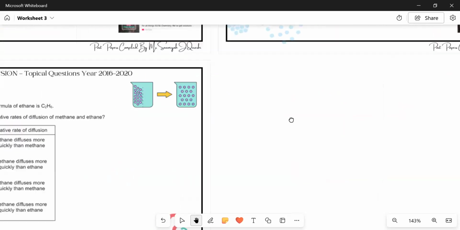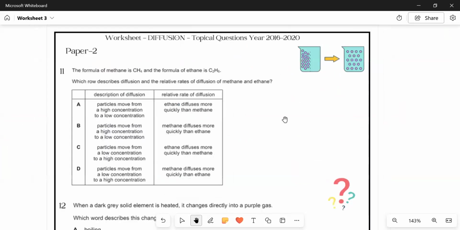Then we have the last page. The formula of methane is CH4. The formula of ethane is C2H6. Which row describes diffusion and the relative rates of diffusion of methane and ethane? It's very clear from the formula that ethane's mass will be more because it is C2H6, and methane's mass will be less. Methane has only one carbon while ethane has two carbons. Methane has 4 hydrogens while ethane has 6 hydrogens. So it's obvious ethane has more mass, methane has less mass.